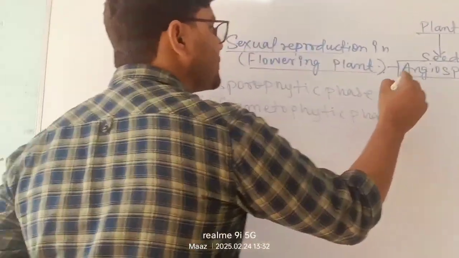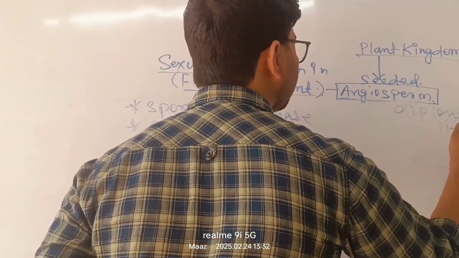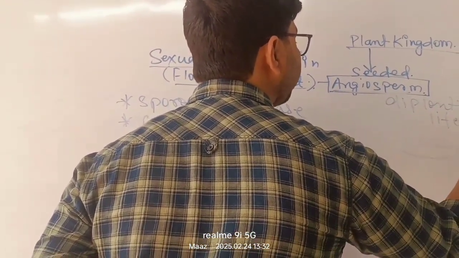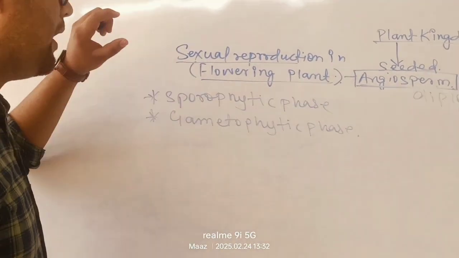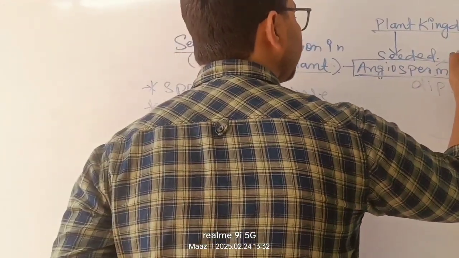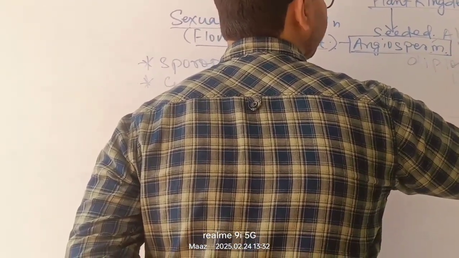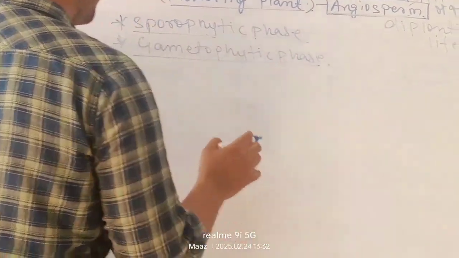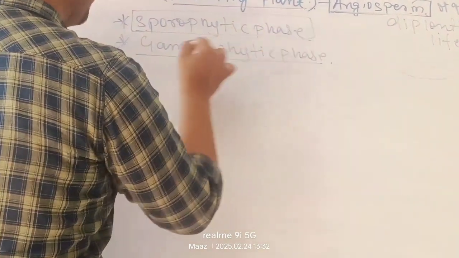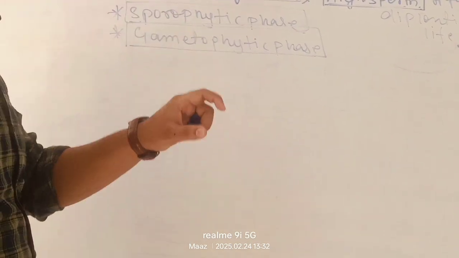We know that angiosperms have a diplontic life cycle, which means the plant has alternation of generation also. It means that the flower goes through the sporophytic phase and the gametophytic phase. Through these two phases, the plant forms its spores and its gametes.